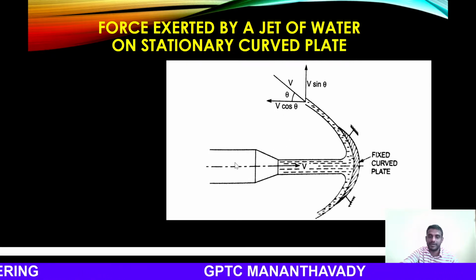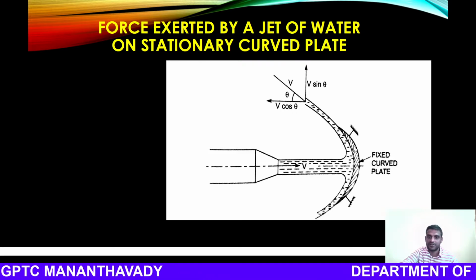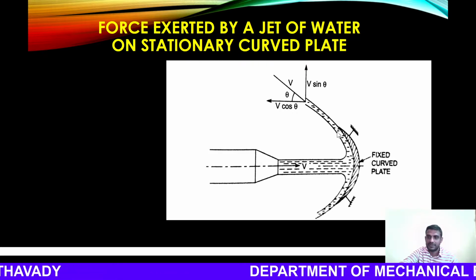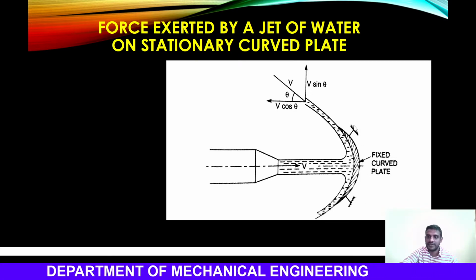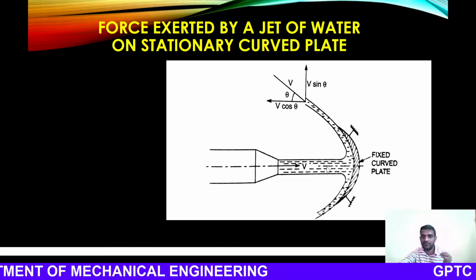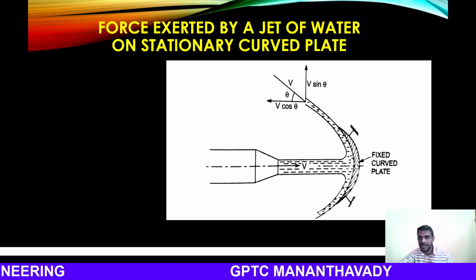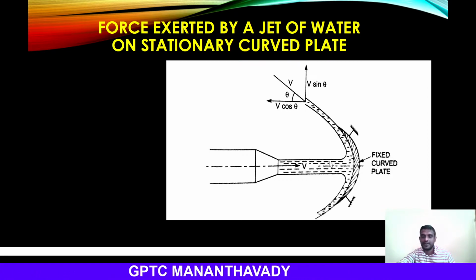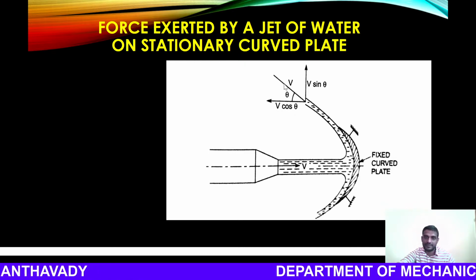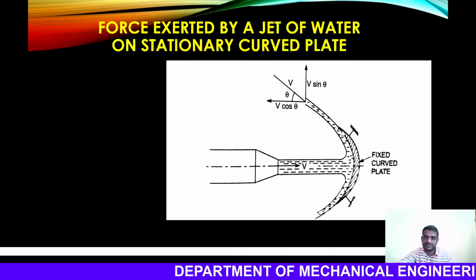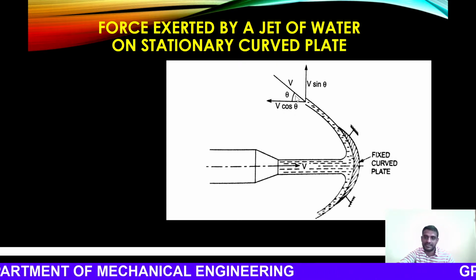Here is a pipe, and at the end of the pipe a nozzle is connected and water is coming out of the nozzle. You can see that this is the curved plate, which is fixed at both ends. So it's a fixed curved plate, and we have to find out the force exerted by this jet of water coming out. Since it is a curved plate, the jet will be coming out at an inclined angle, that is angle theta.